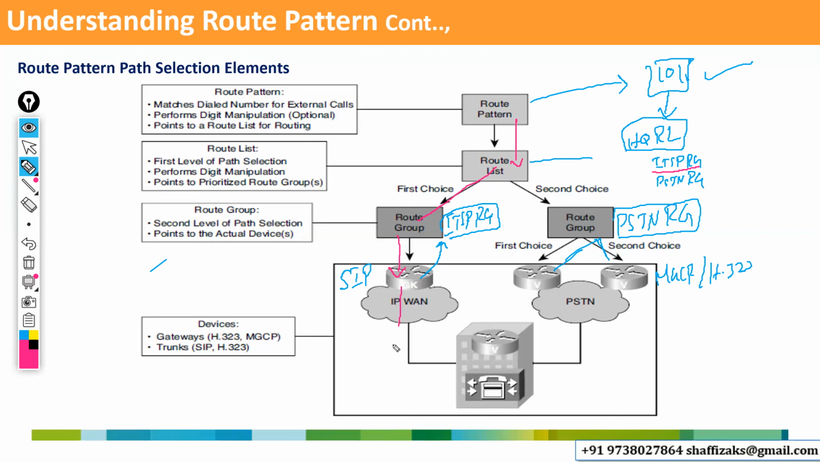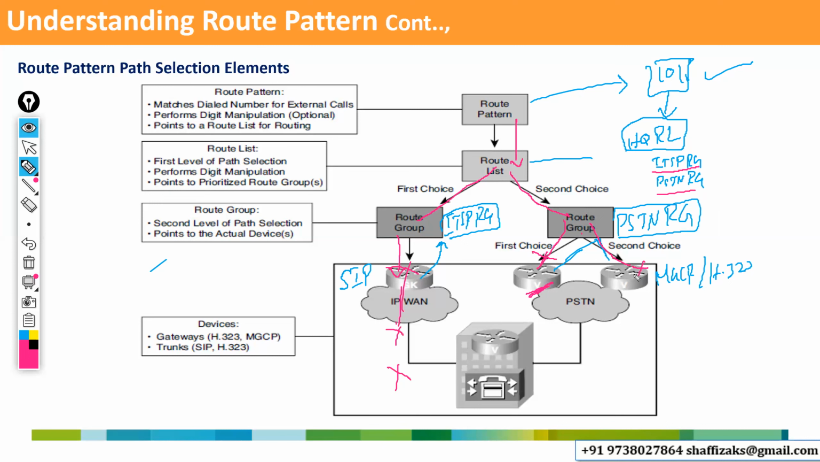Suppose the ITSP service provider is down, or the connection is down, or this router is not working. Then again it goes back to the route list. Who is on my second list? PSTN route group. Then the call comes to the PSTN route group. Again, in the PSTN route group you have two gateways; which is on the top? The call goes there. Suppose this gateway is also not available, then the call will be routed via this other gateway. This is for redundancy purposes.